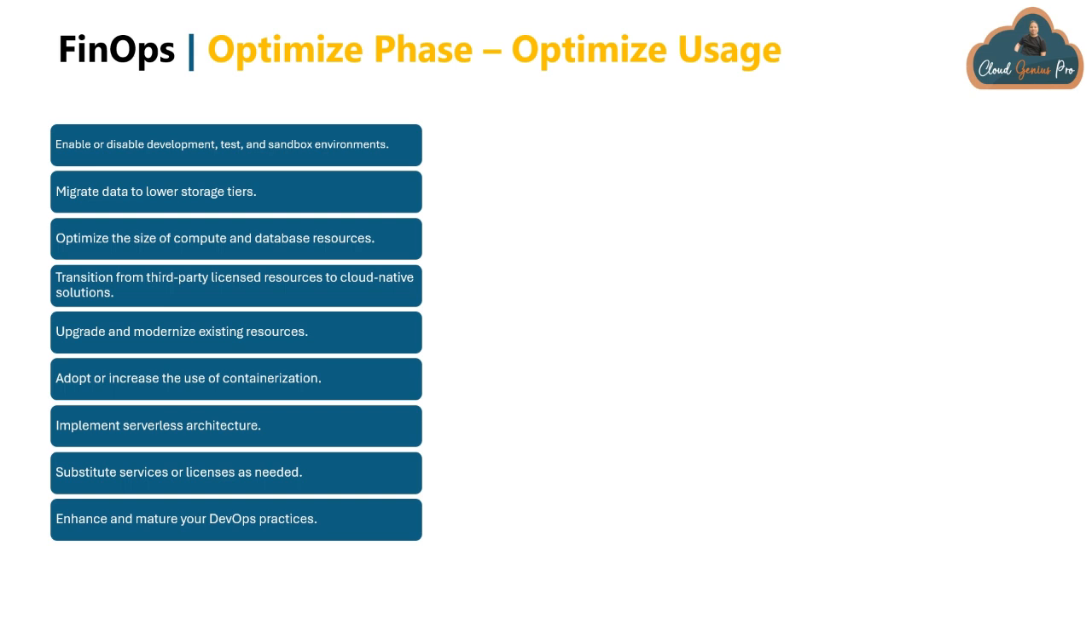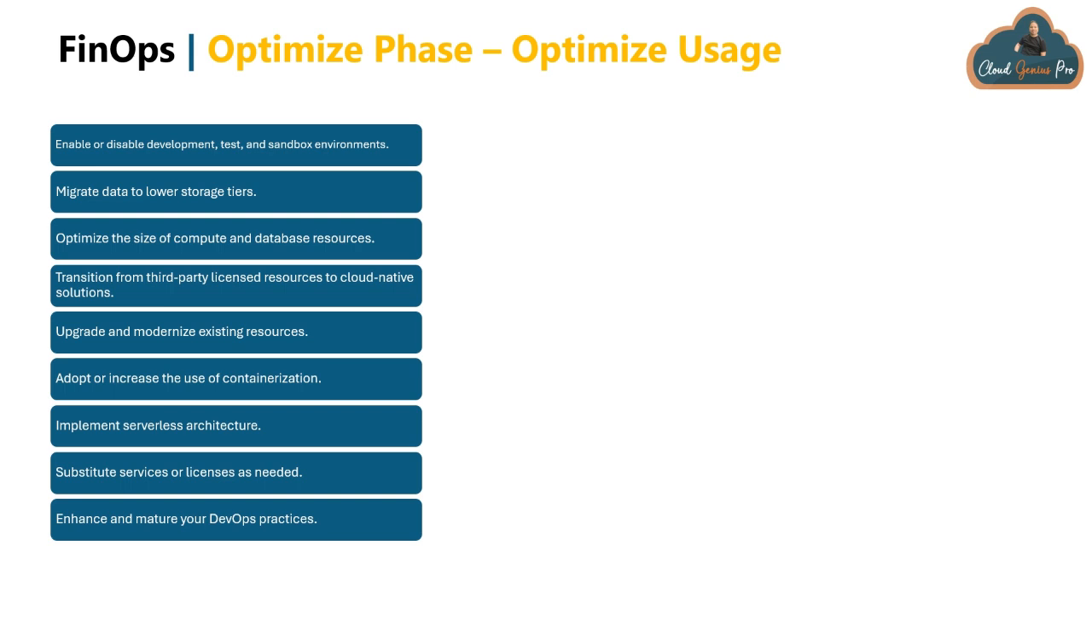So serverless architecture adoption is also one of the best practices to optimize the usage. Then substitute the services. So today if we are using one service and if the hyperscaler is releasing a new service or a new, I would say, billing model, then why should we follow the traditional or legacy model, right? So in that case, we can use the substitute service, which is the latest service in terms of performance or in terms of cost optimization.